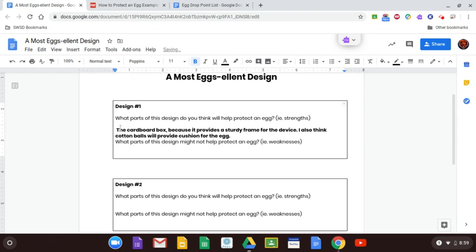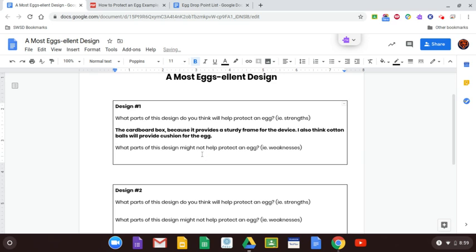Okay, so if you look, I didn't just list cotton balls and cardboard. Those aren't the strengths. You need to say why it's a strength. So the cardboard box, because it provides a sturdy frame. Cotton balls will provide cushion for the egg.